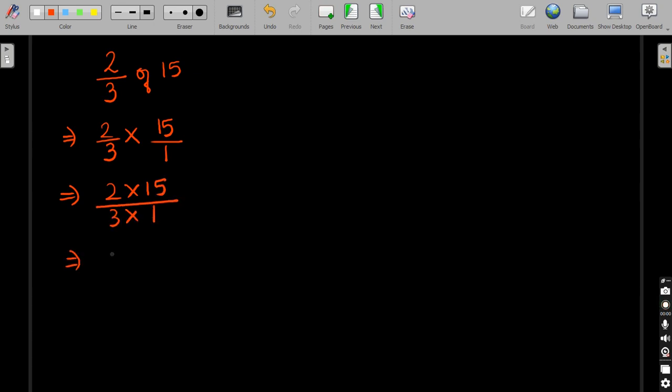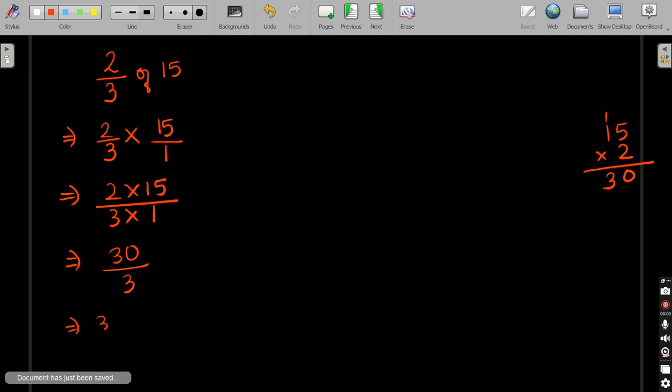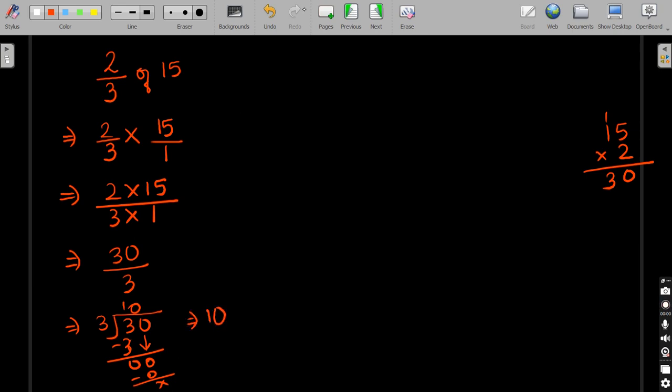Now I will solve. 2 into 15, how much will it be? 30. If you are not understanding, see here, let me do the rough calculation for you. 2 into 15, 5 twos are 10, 0, 1, 2 ones are 2, 3. So here you got 30, 3 ones are 3. Up to here we got. Now after that they are telling to divide. Now let us divide it. 30. 3 ones are 3. After that remainder 0. Again it came. Now 3 zeros are 0. Then it is over. Now what is the answer? Final answer I got here, students, 10. This is the process.